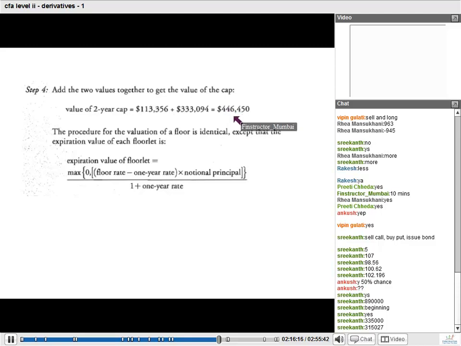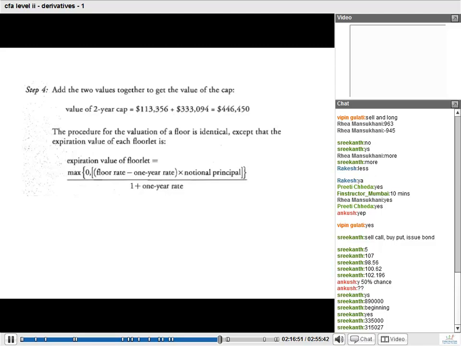Just like we valued the cap, we can value a floor by valuing individual floorlets. A floor will be exercised if and only if the spot price is lower than the strike price. The payoff is calculated in a similar manner. However, exercise will happen only if it's like a put option. So floor is like a put option on interest rates. Only if the spot rates are lower than the strike rate will I exercise it. So floor is an option to lend.